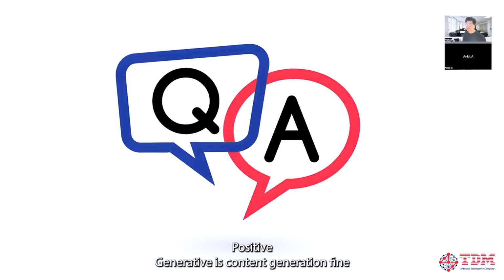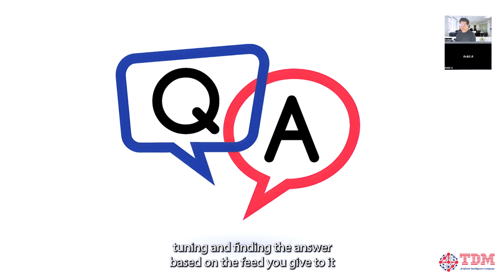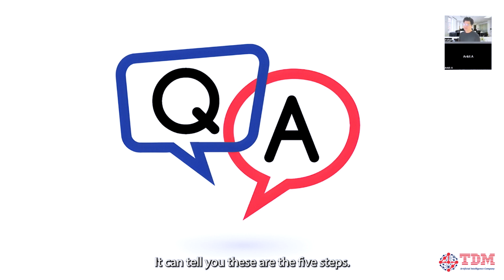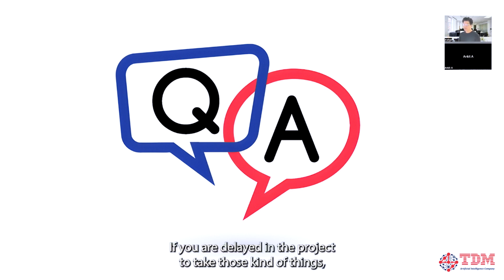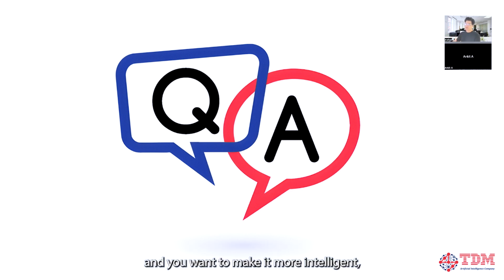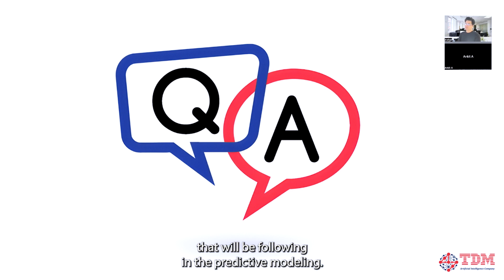Generative is content generation, fine tuning, and finding the answer based on the feed you give to it. And it can be a combo model too, by the way. It can give you suggestions and predictions. It can tell you these are the 5 steps to take if you are delayed in the project. You can build a good combined model out of it. But if you are trying to make an intelligent dashboard, which I'm thinking, and you want to make it more intelligent, that will fall in the predictive modeling side.